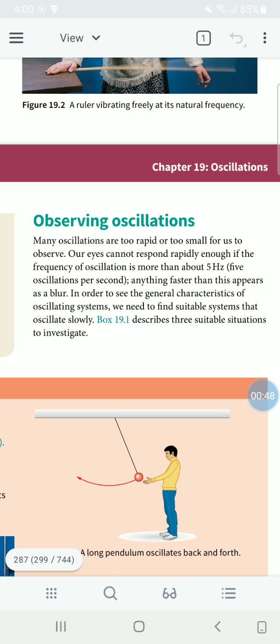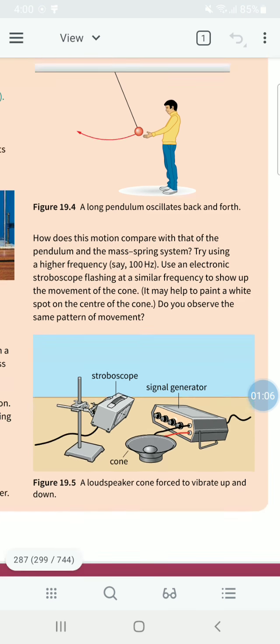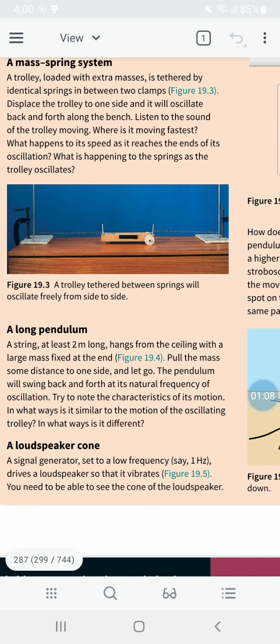The fact is that most of these oscillations are too fast or too small for us to observe. So as a result, we have to have another mechanism to make sure that we can observe them and see how they show their characteristics.